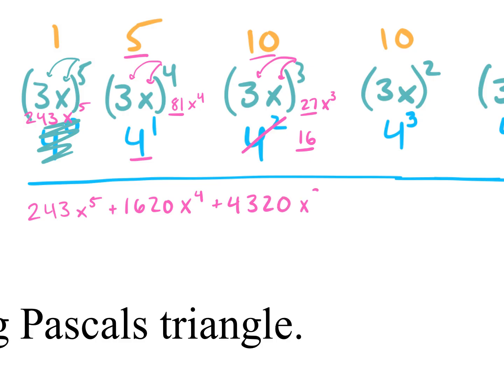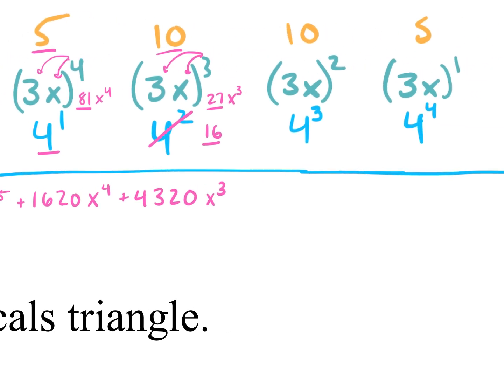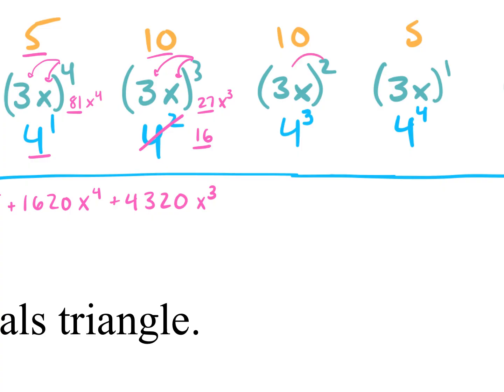4,320 times x to the third power. Again, we need to distribute. This is 9x squared. 4 to the third power is 64. So 64 times 9 times 10 would be 5,760 x to the second power.